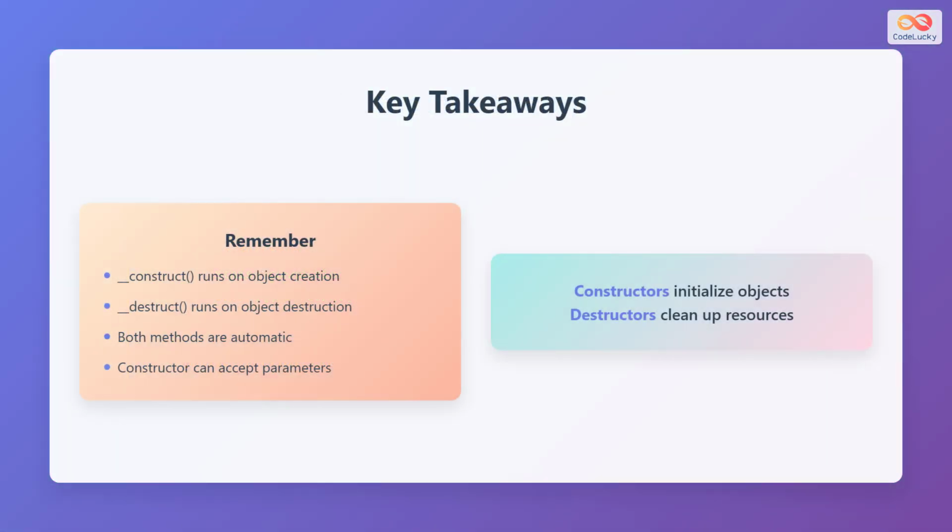To summarize, remember that __construct runs automatically when an object is created, while __destruct runs automatically when an object is destroyed. Both methods are automatic, meaning you don't need to call them explicitly. Also, constructors can accept parameters, allowing you to pass in initial values for the object. Constructors are used to initialize objects, while destructors are used to clean up resources, ensuring your application remains efficient and tidy.